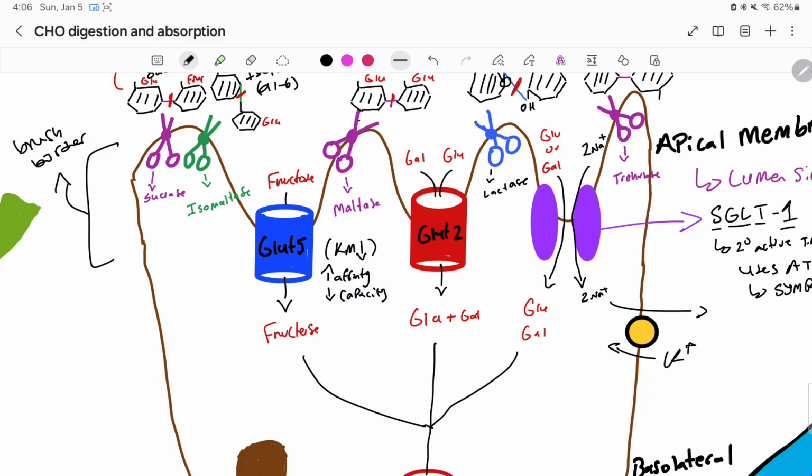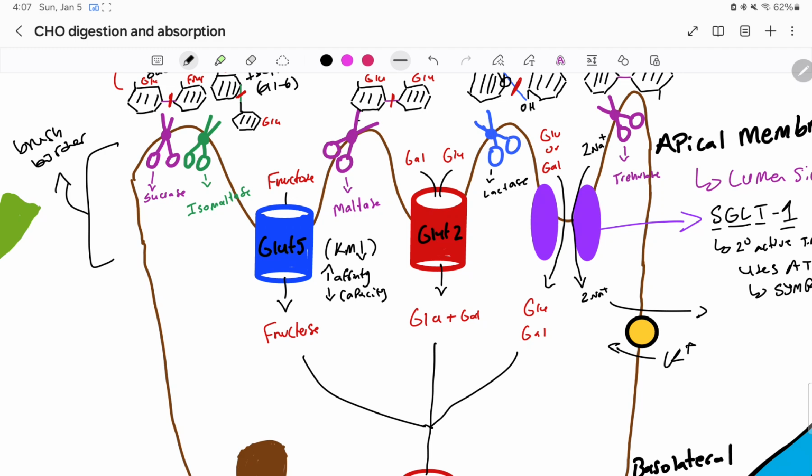So what does this mean? Let's take GLUT5. So GLUT5 has actually a very low Km, okay? And what that means is that it has a high affinity for fructose, but it has a very low capacity for fructose, meaning it can get very saturated easily. And if a transporter is saturated, it can no longer be used to transport an object across the membrane. Okay? So it has a very high affinity for fructose. It's very specific to fructose.